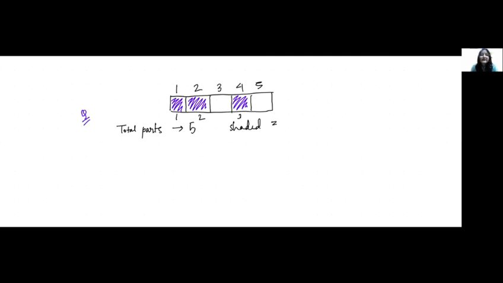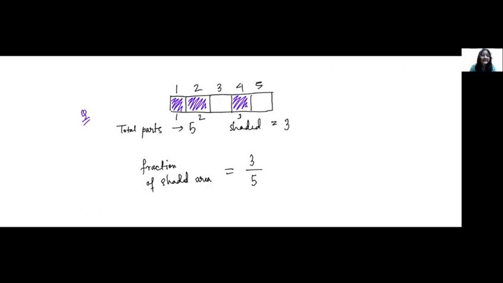And if I write this in fraction form, the fraction of shaded area will be 3 by 5. Understood? Because there are 5 parts together, the bottom number is 5, and 3 parts are shaded, so the upper number is 3.